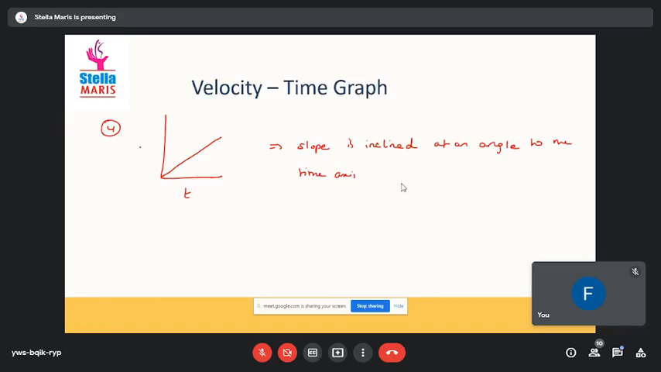What if this is a position time graph? Then what happens? What will you say? When it is a position or displacement time graph, what will you say for this graph? Object is uniformly moving in motion. What you said? Uniform? Object is uniformly moving in motion. Yeah, uniform motion we can say. Other words?